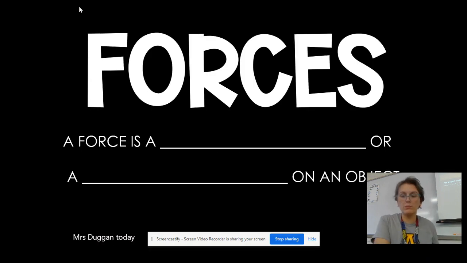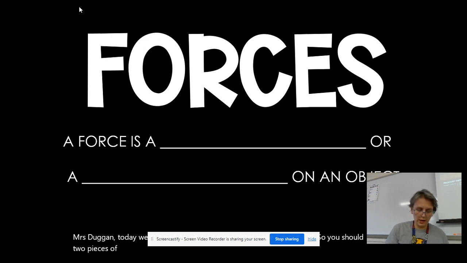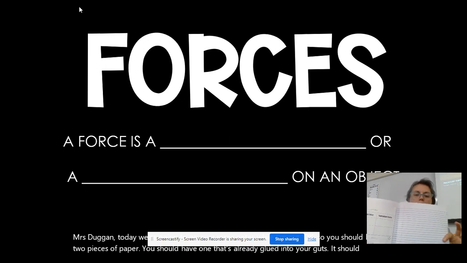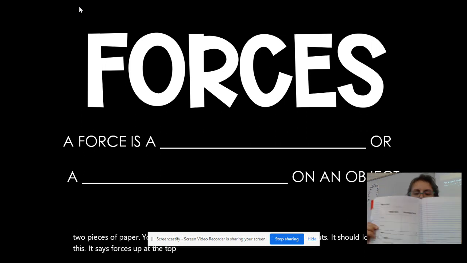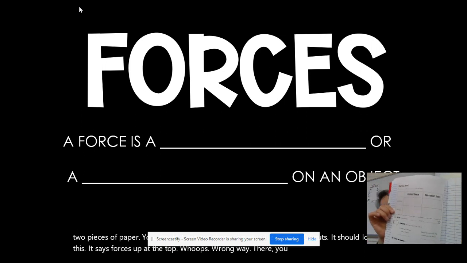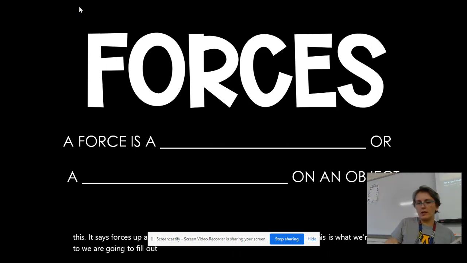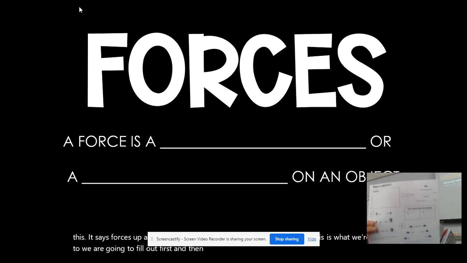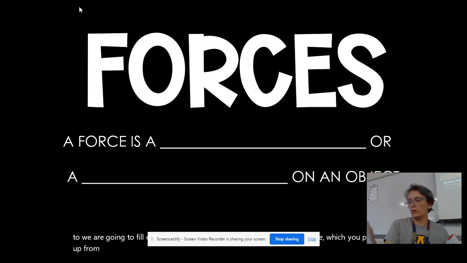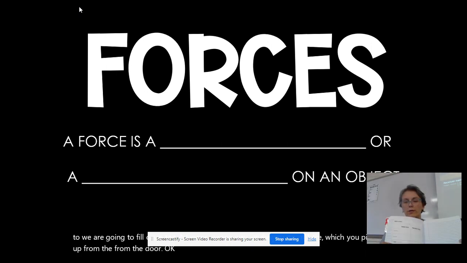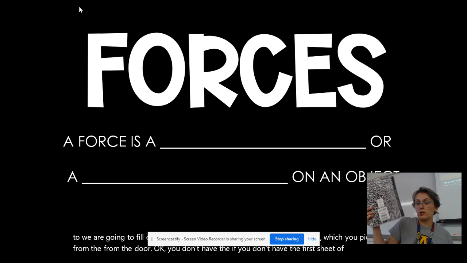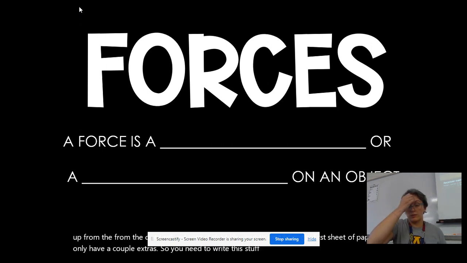Today we're going to go over some notes while I'm out, okay? So you should have two pieces of paper. You should have one that's already glued into your Gus. It should look like this. It says forces up at the top. Okay, this is what we are going to fill out first, and then we're filling out this one right here, which you picked up from the door, okay? If you don't have the first sheet of paper, I only have a couple extras, so you need to write this stuff down in your Gus, okay?